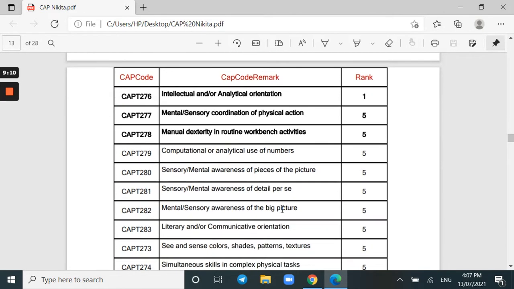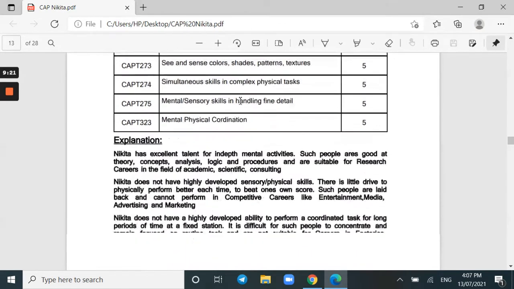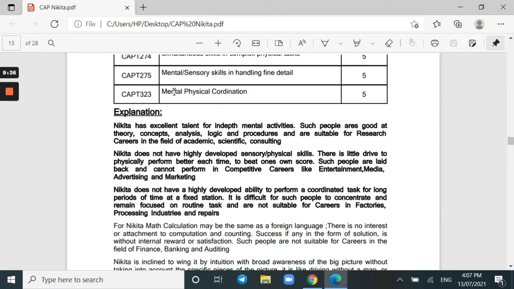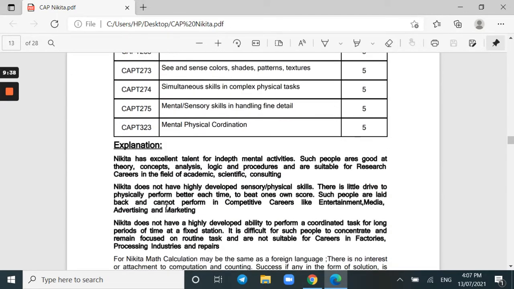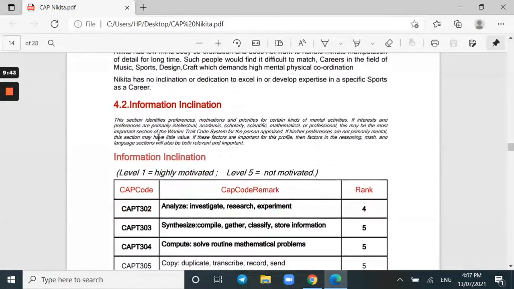Looking at this individual, you can see that intellectual and analytical orientation is an aptitude or a talent that the person has, which is high at number 1. All other trait areas are 5. This again corresponds one-to-one with the paragraphs below. In this case, it says this person has excellent talent for in-depth mental activities. Such people are good at theory, concepts, logic, analysis, procedures, and suitable for research careers in academic, scientific, or consulting fields. And similarly for the rest of the traits, you can see what they say by looking at the individual paragraph and trying to understand what that means.